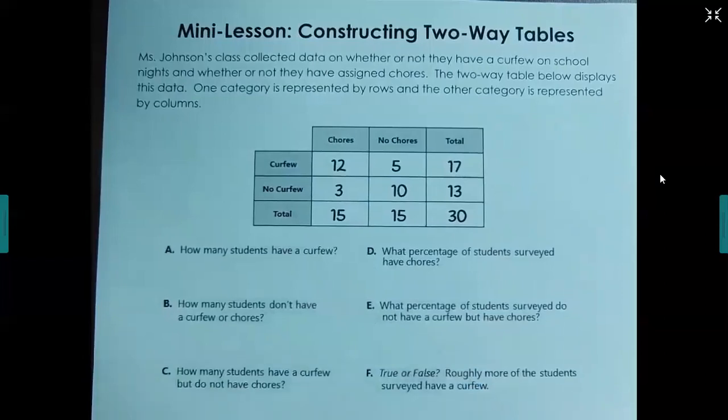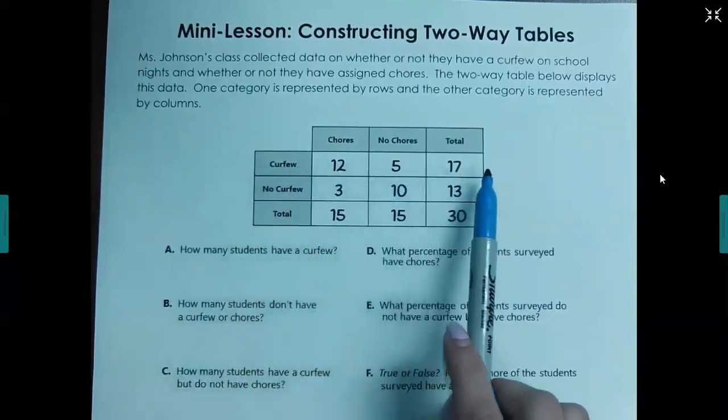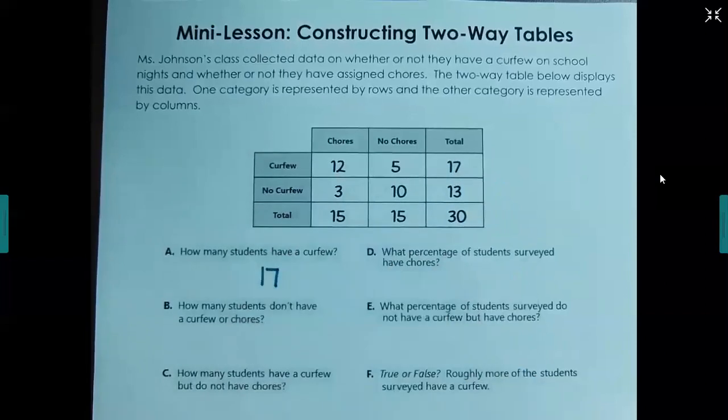So let's answer these questions based off of this two-way table. A says, how many students have a curfew? Again, we are looking at the category for curfews, and we're going to read the table across to see that there are a total of 17 students that have a curfew. We'll do the same for B. How many students do not have a curfew or chores? So they do not have a curfew and they do not have chores.